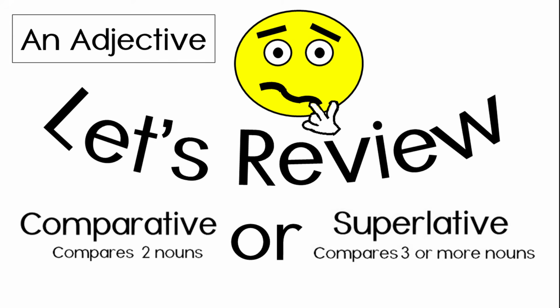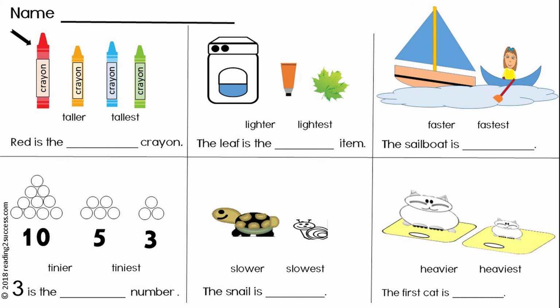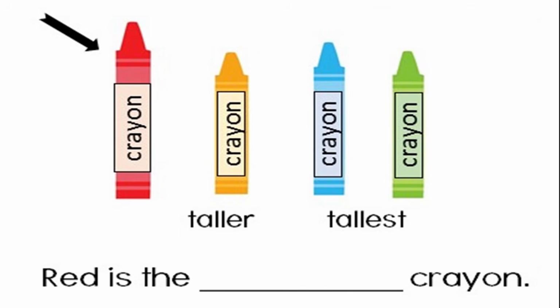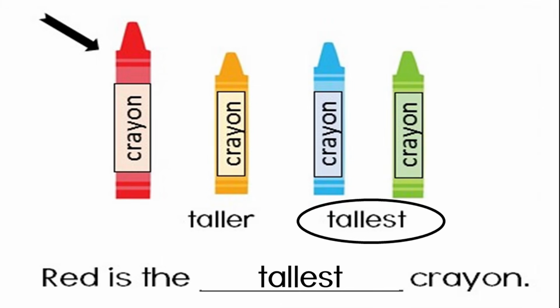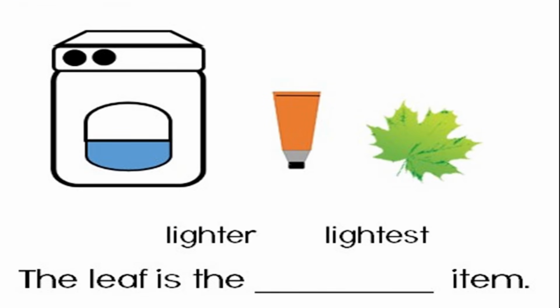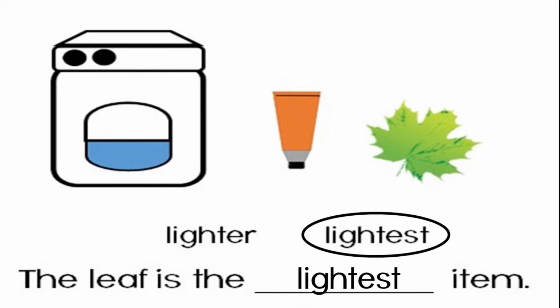Now let's review what we just learned. Decide if it is a comparative or a superlative adjective. Taller or tallest. Red is the tallest crayon. Lighter or lightest. The leaf is the lightest item.